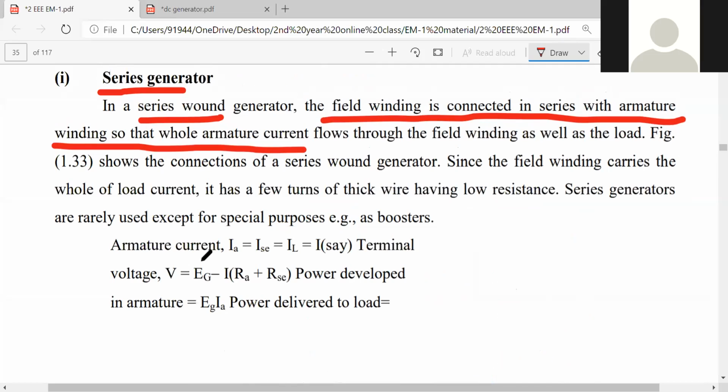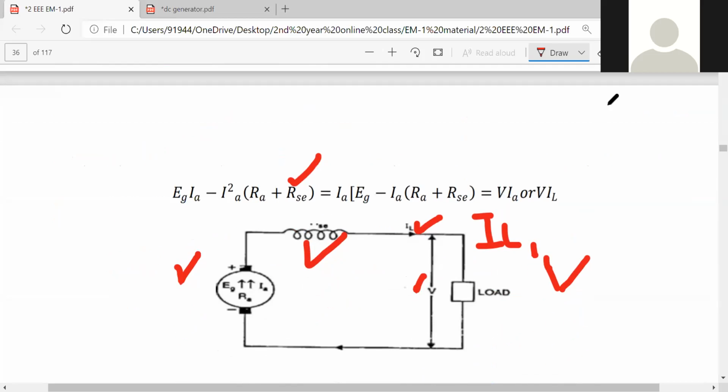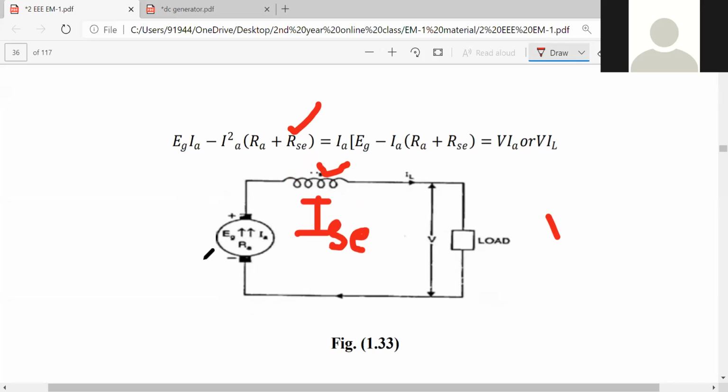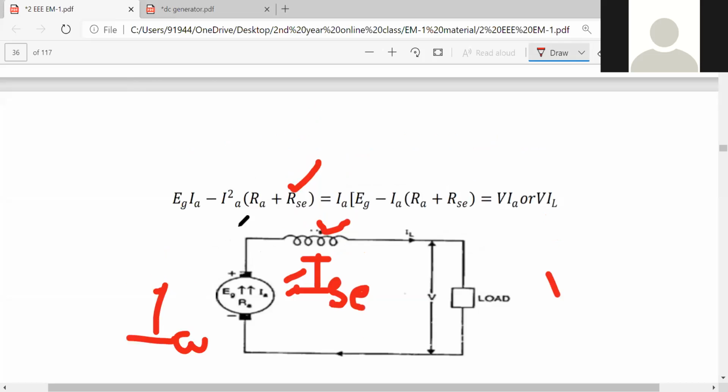In a series generator, the armature current IA equals the series current. Series current means the current passing through the series field winding, represented with ISC. So in a series generator, IA equals ISC and equals IL. All three are equal.